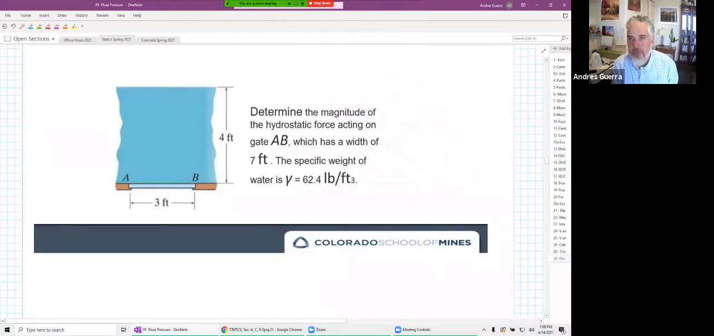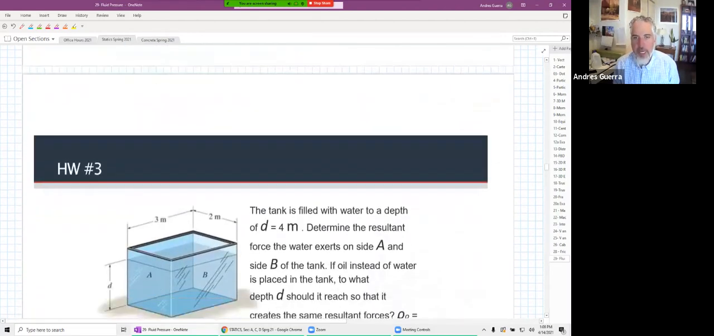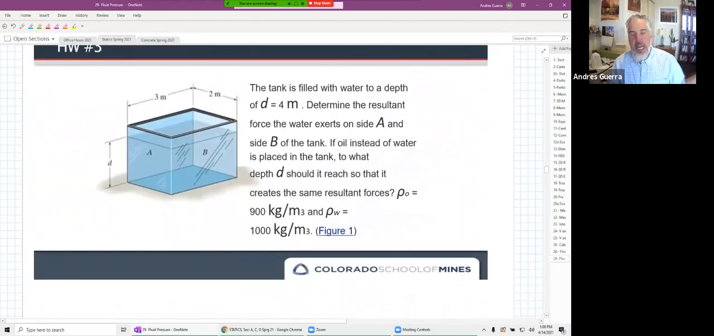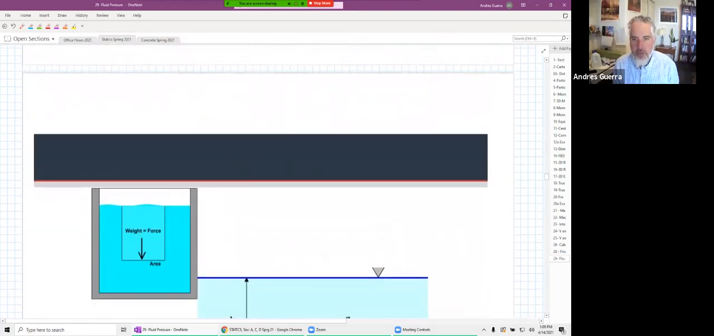This one is asking us to find the magnitude of the hydrostatic force acting on gate AB, which has a width of 7 feet. So this goes into the page, 7 feet. And so finding the total force that's acting on this makes sense because it's only 7 feet into the page. And then this one also not super long dimensions. And so they're asking us for the total resultant forces that are acting on those walls of that fish tank.